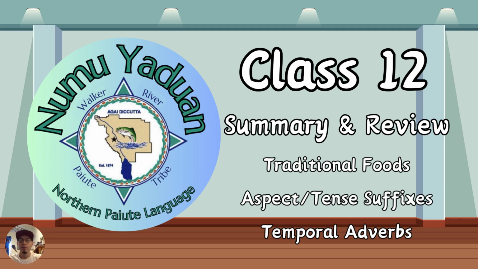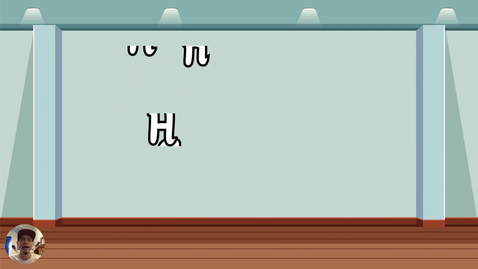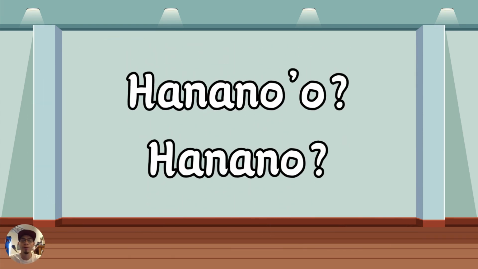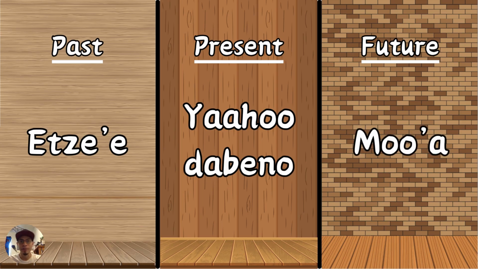So one of the question words or interrogative words you can ask regarding time is the word hanano, which means when. We want to know when something is taking place. For example, is it, again, past, present, or future?